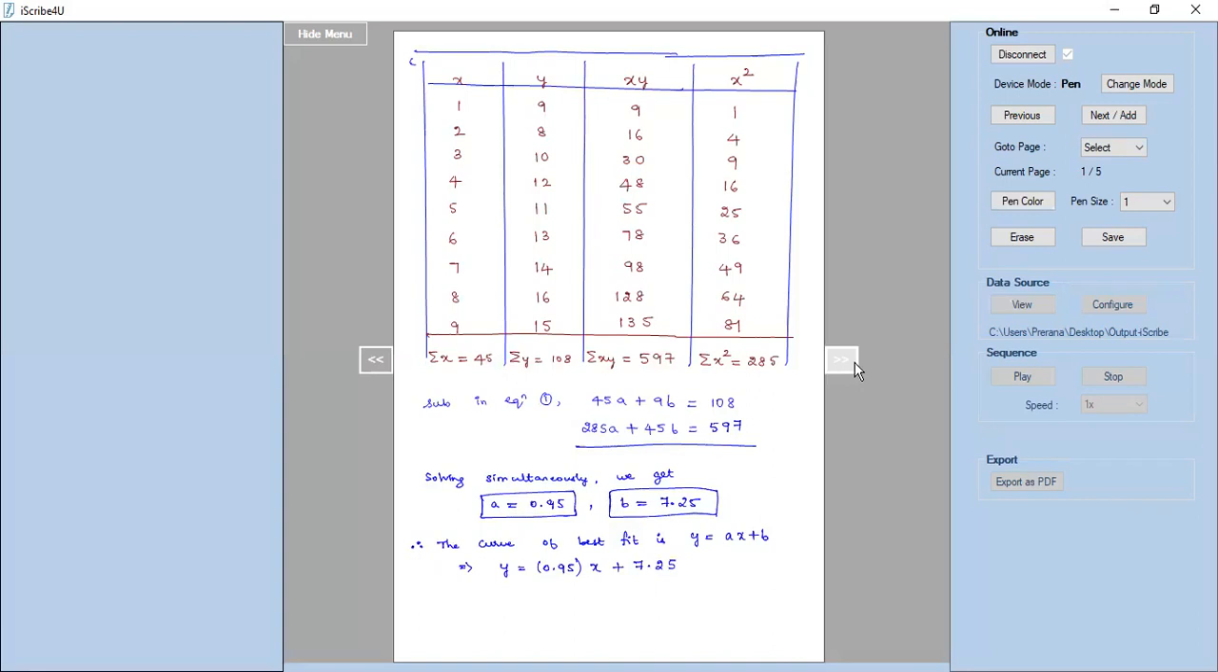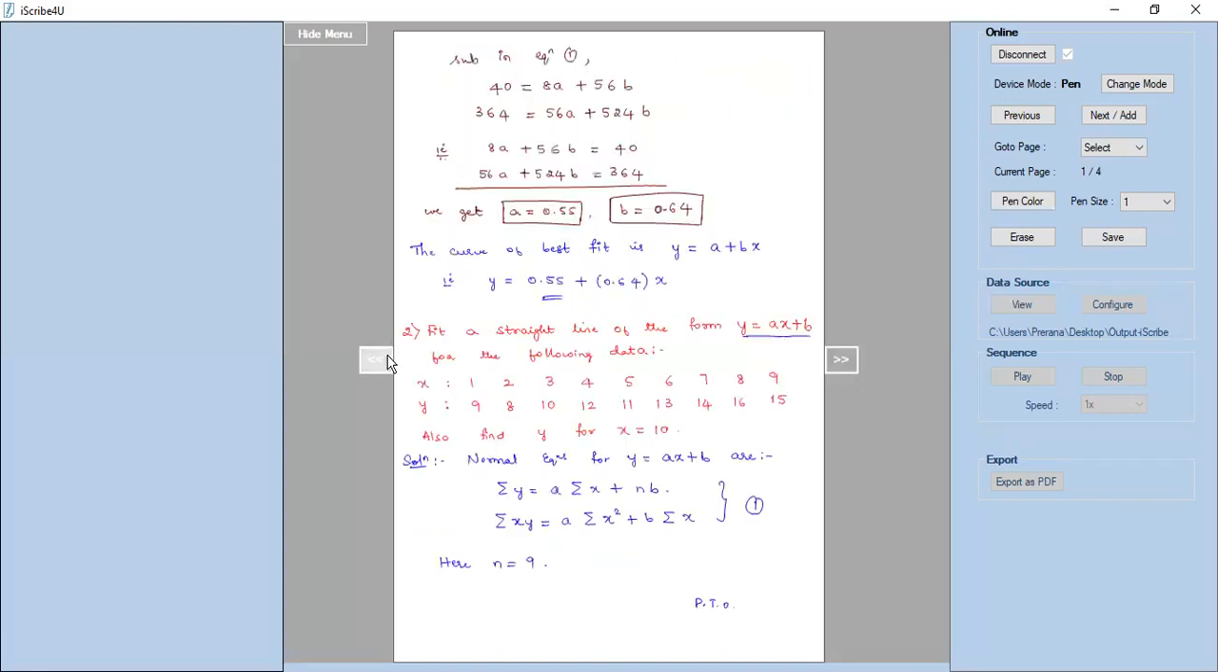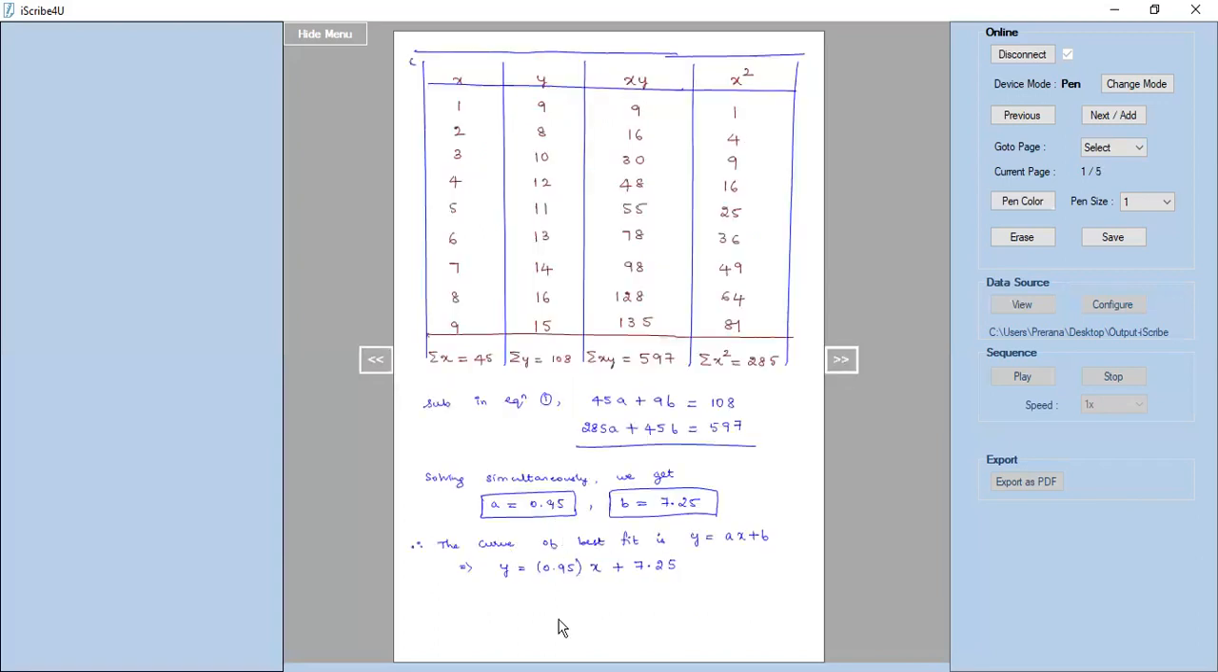Now that's not the end of the problem. There was something else being asked of us: also find y for x is equal to 10. For x is equal to 10, we now have to find out from this best fitting equation the respective value of y. So take x is equal to 10, use the calculator and tell me the answer. So we get y is equal to 16.75. The respective value is 16.75.